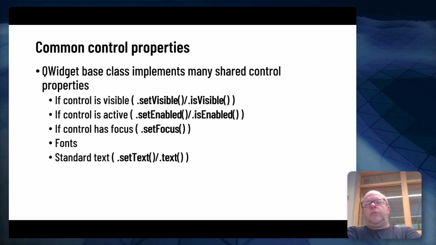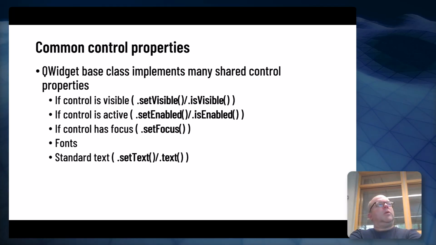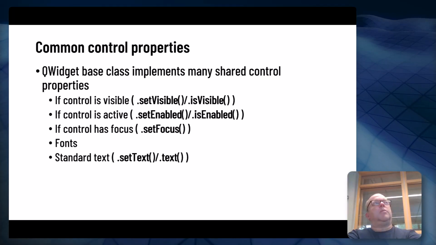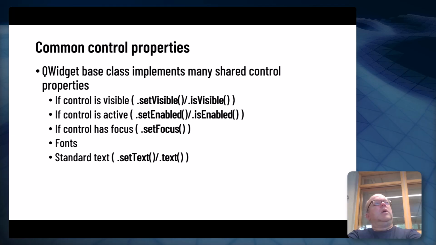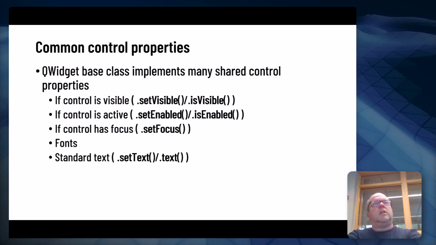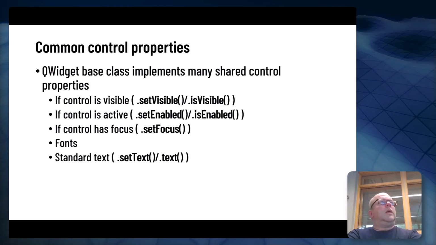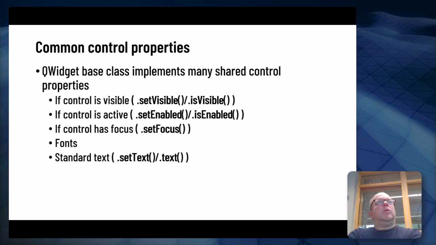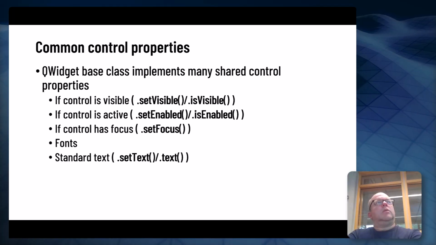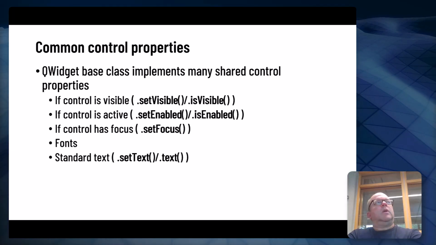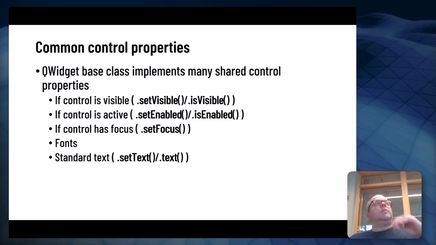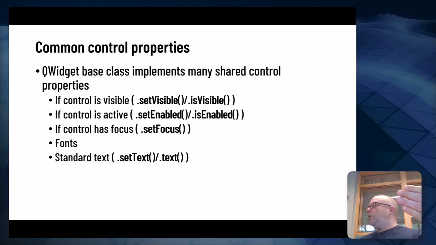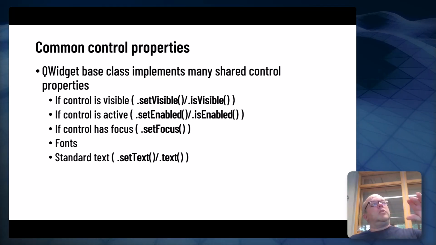We are going to go through a lot of the controls that are available in Qt, but there are a lot of methods that are common to all controls. Those are part of the widget base class. For example, there is a method called setVisible that will set if the control is visible or not. And you can also query the state by using the isVisible method. If you set visible to false, then the control will not be visible on the window.